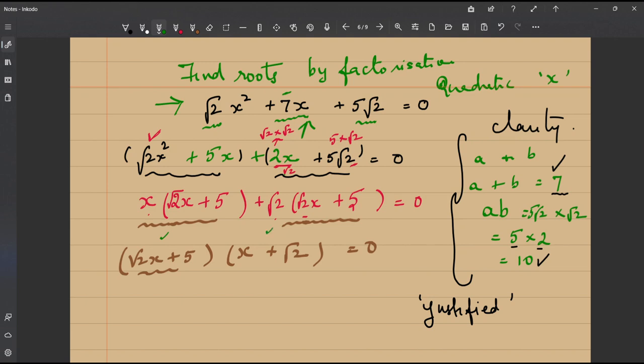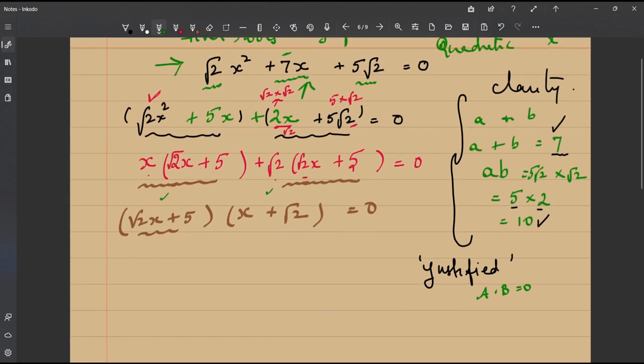Now what are the roots of this equation? The roots are where the product is equal to 0. So if the product of any two numbers a and b is 0, we can safely say that either a is equal to 0 or b is equal to 0. So here it is either root 2x plus 5 is equal to 0 or x plus root 2 is equal to 0.